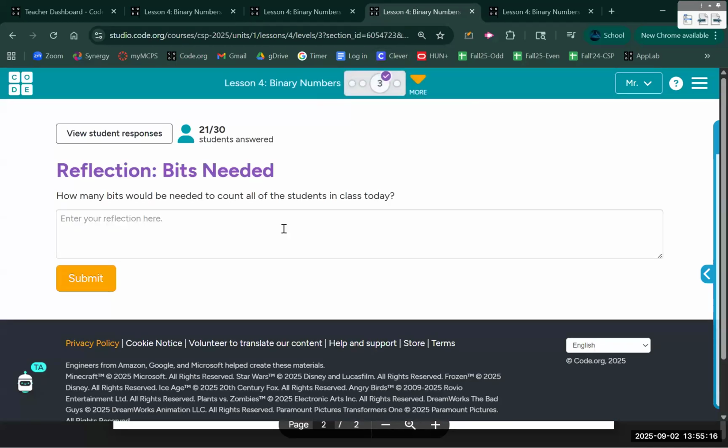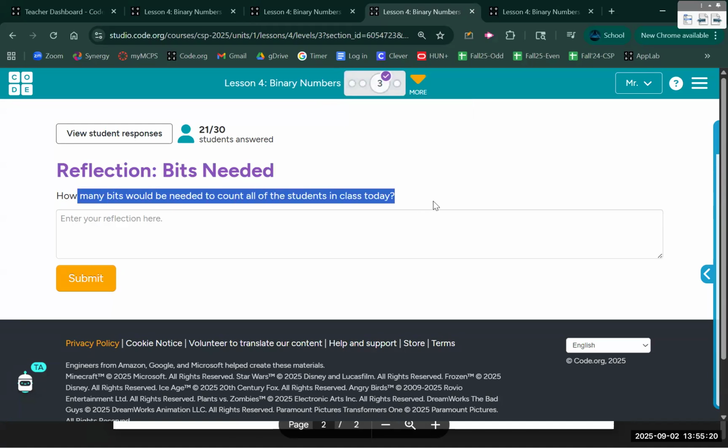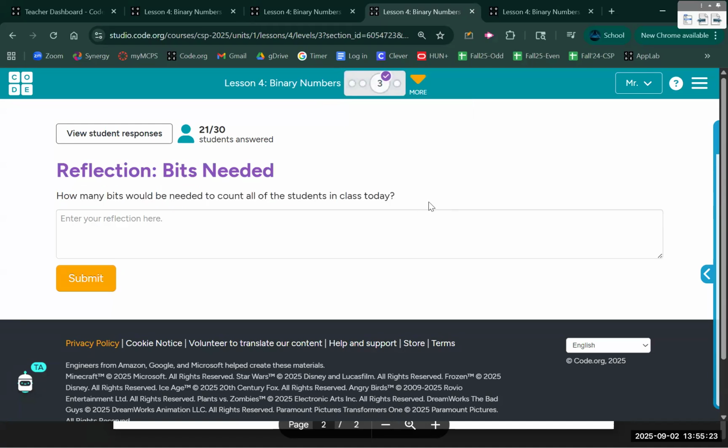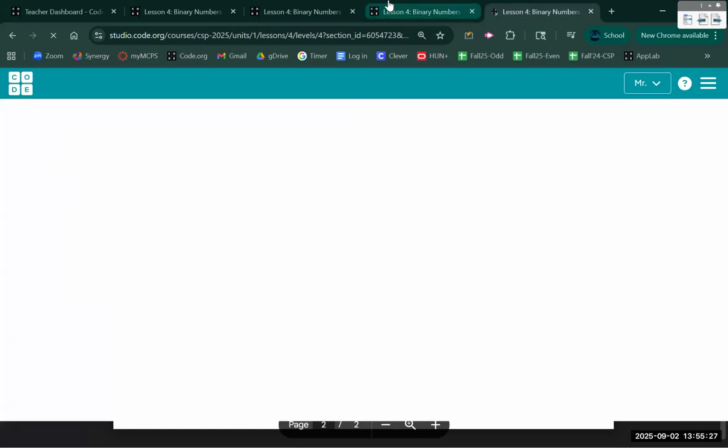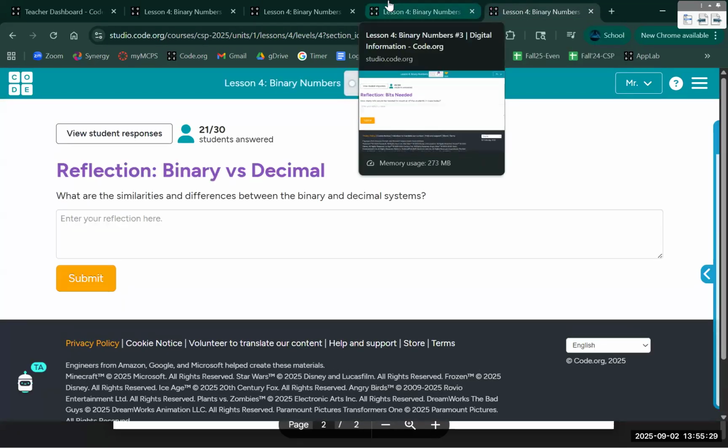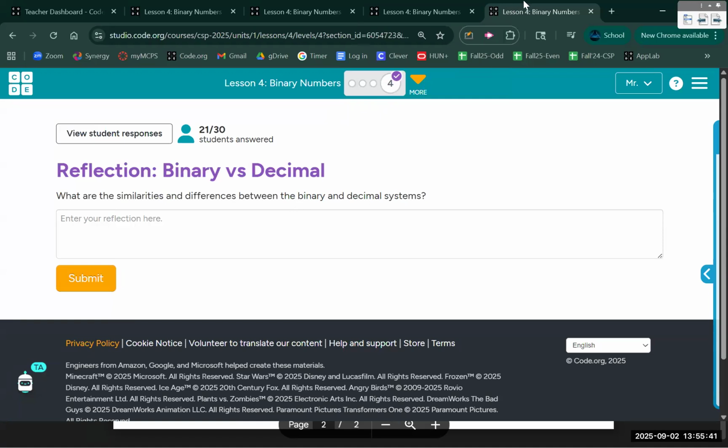Okay, bubble 3. How many bits would you need to count all the students in class today? I don't know, go with 30 maybe. Come up with the value. And the key is how many bits, not what the bits are, how large of a number would you need in order to contain that number? And the last one, what are the similarities and differences between binary and decimal systems?